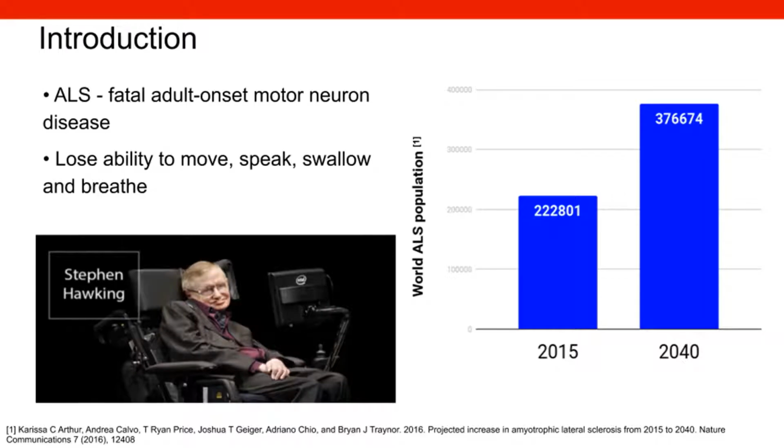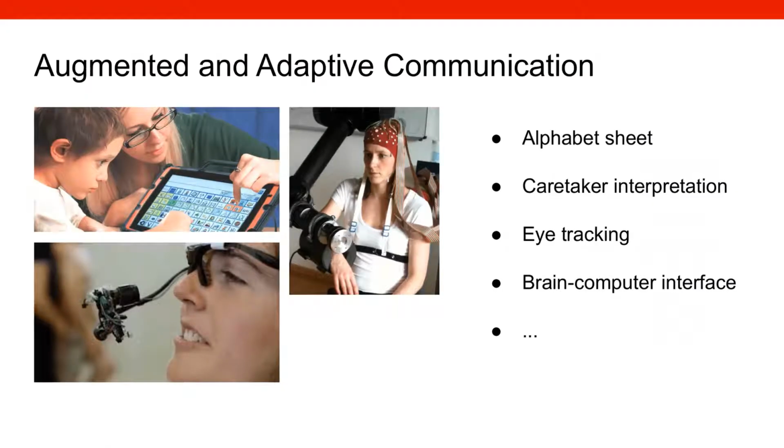Professor Stephen Hawking suffered locked-in syndrome from an adult-onset motor neuron disease, ALS. It causes patients to gradually lose the ability to move, speak, swallow, and breathe. Global patient population is on the rise and expected to increase to over 300,000 by 2040. However, one does not have to be silenced by this horrible disease. Hawking produced some of his greatest work while confined to his wheelchair, thanks to augmented and adaptive communication technologies.